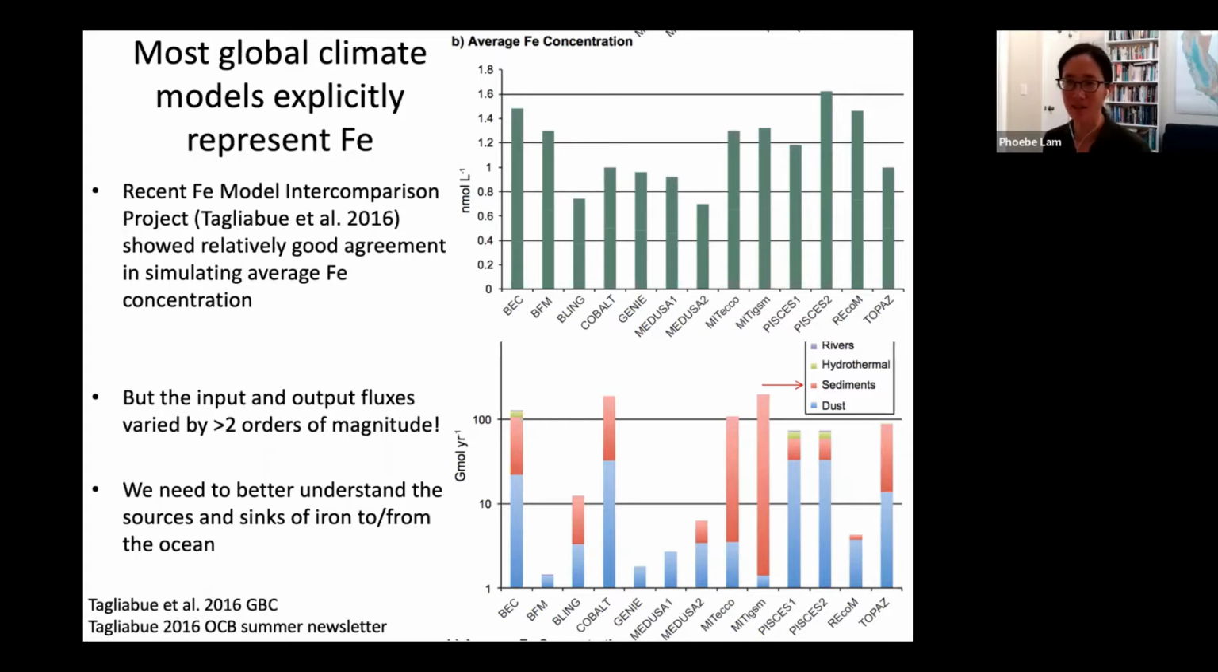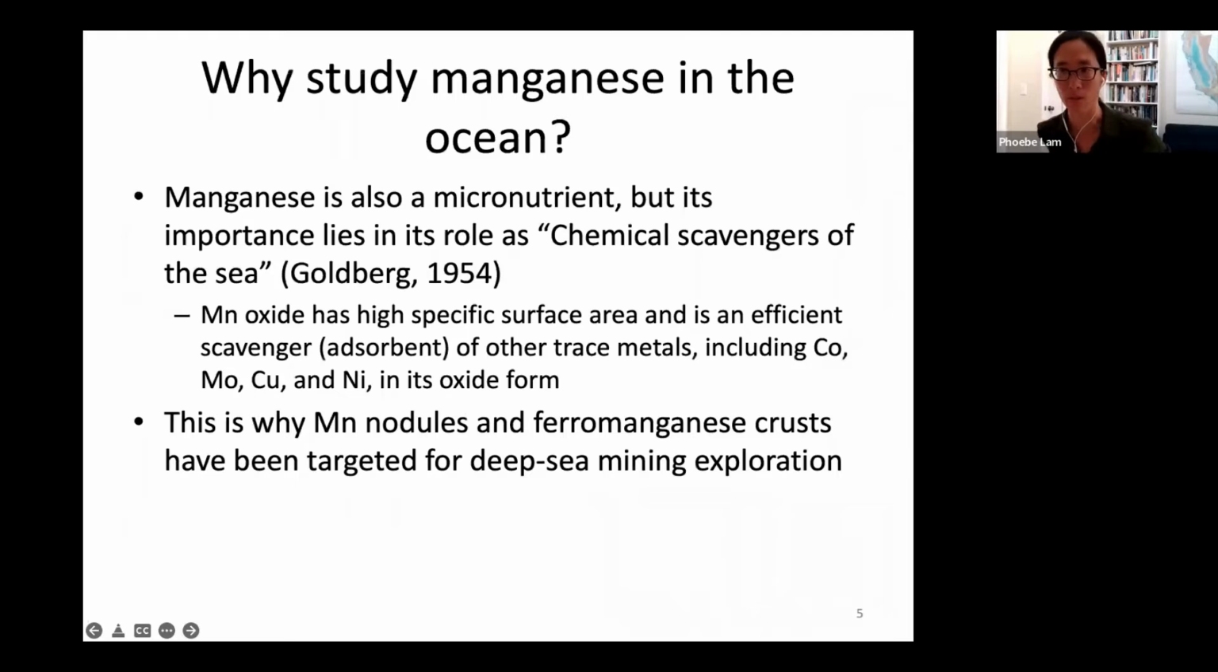So what this is telling us is we can come up with reasons for why iron is high in one place and low in another place, but our reasons do not agree with each other. And we need to better constrain the sources and the sinks, what's going on with the fluxes coming in and what's going on with the fluxes going out. And that is part of what motivates what I do.